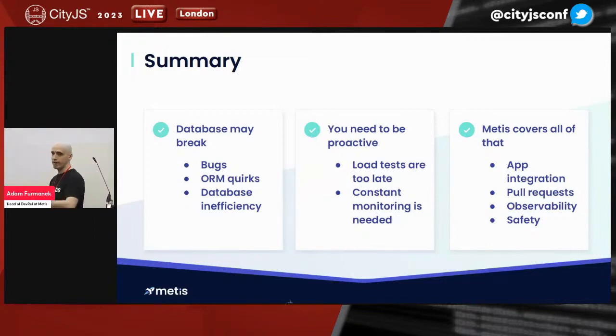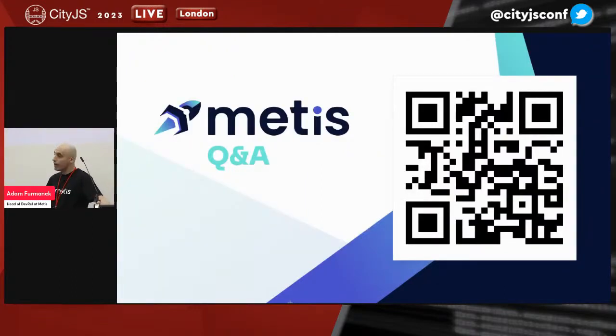To summarize, things may break along the way in multiple ways. Databases may go wrong, ORMs may go wrong, and whatnot, right? We can't wait for load tests to figure out this performance. We need to push these checks as early as possible. We need to have database guardrails from the very first step when we do our application coding, right? And Metis gives us all of that. It covers all parts of all our databases, provides us root causing, context, observability, and whatnot.